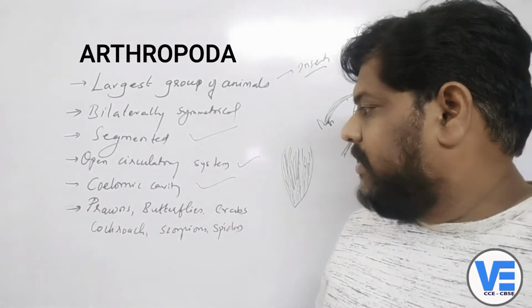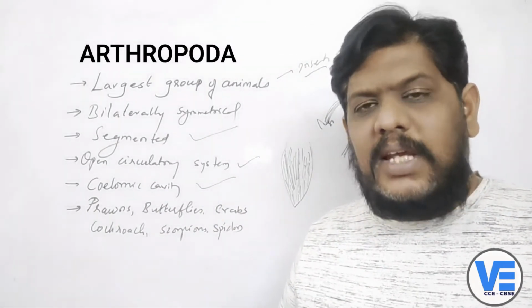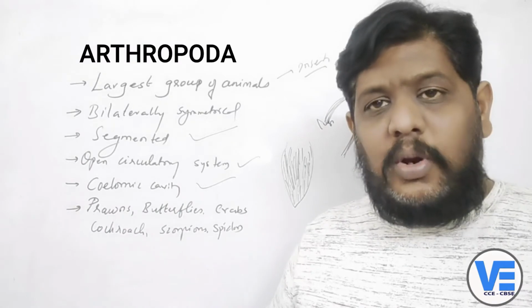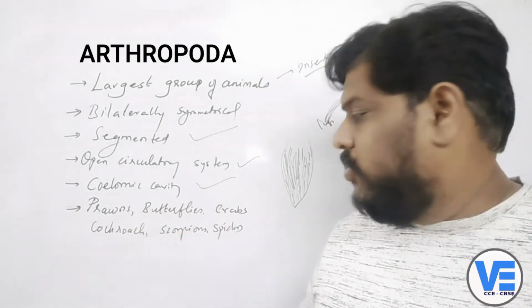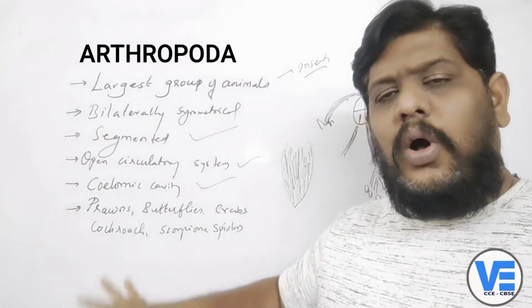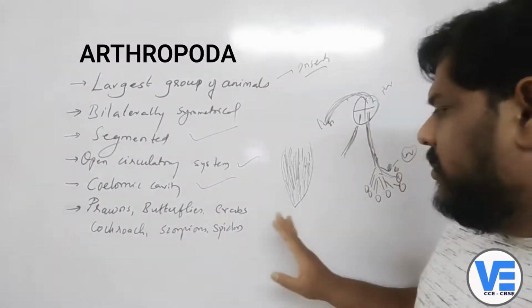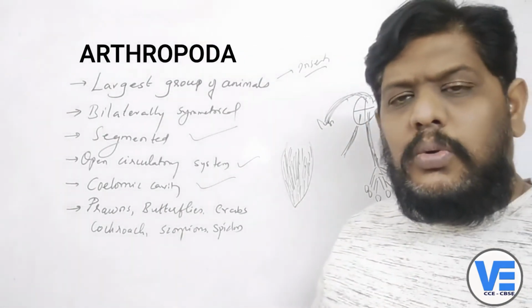The next point is that n number of insects are present in this group, right? For example, you can take prawns which live in the water, then butterflies, crabs, cockroaches, scorpions and spiders. All of them are the best examples of Arthropoda.